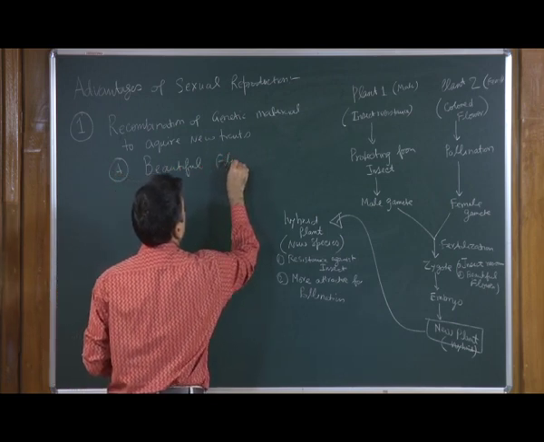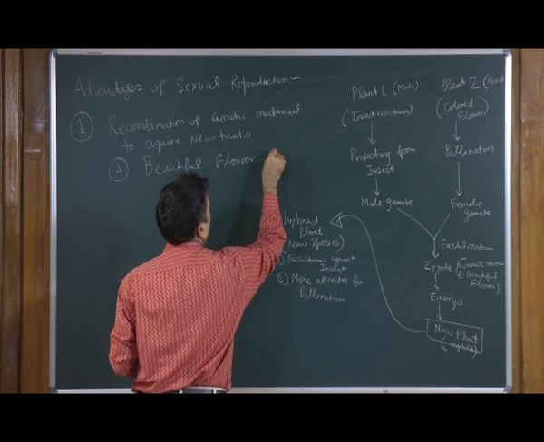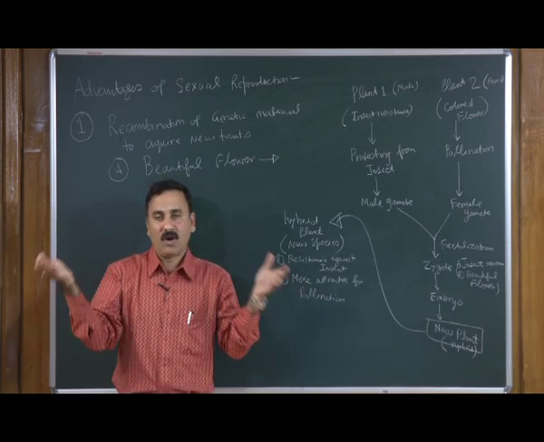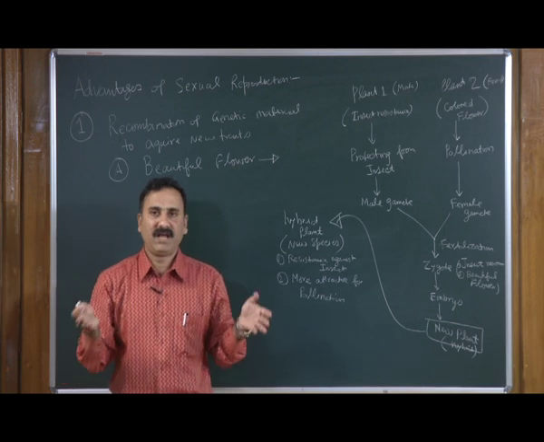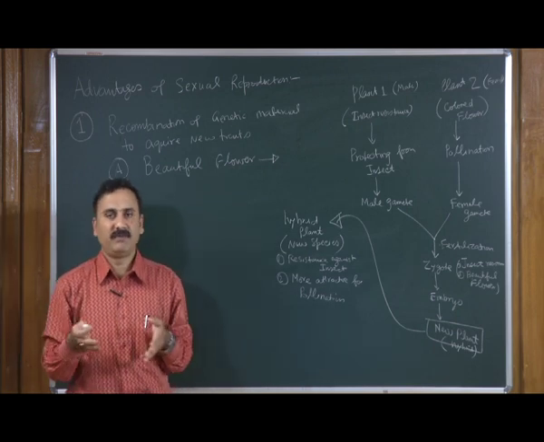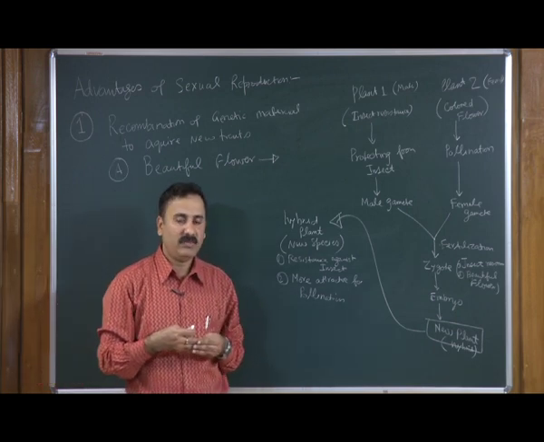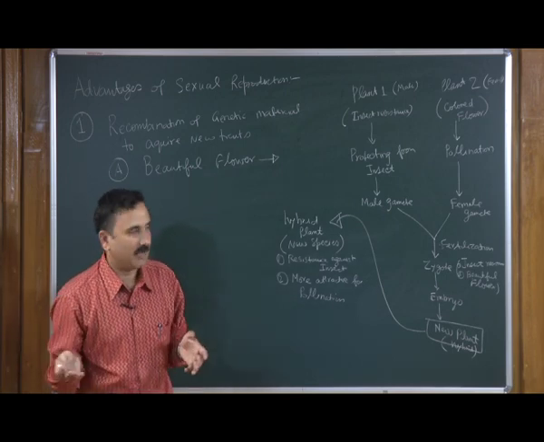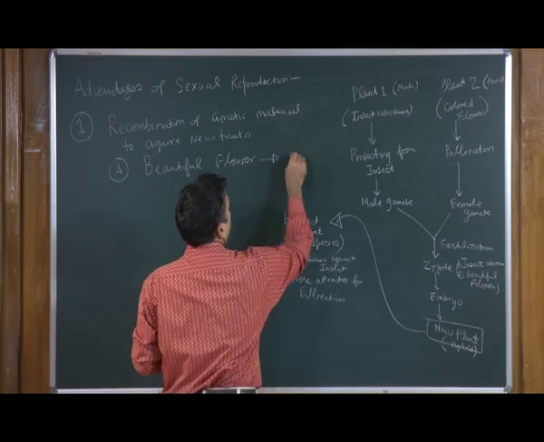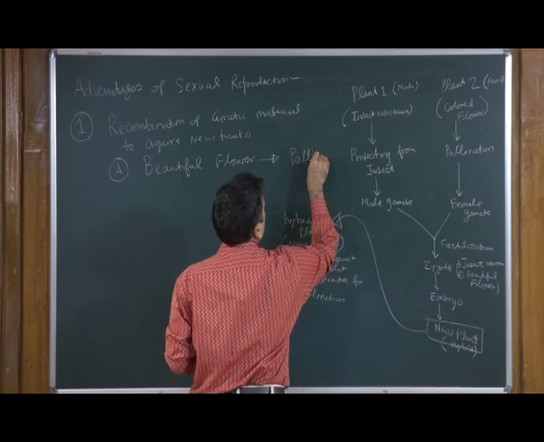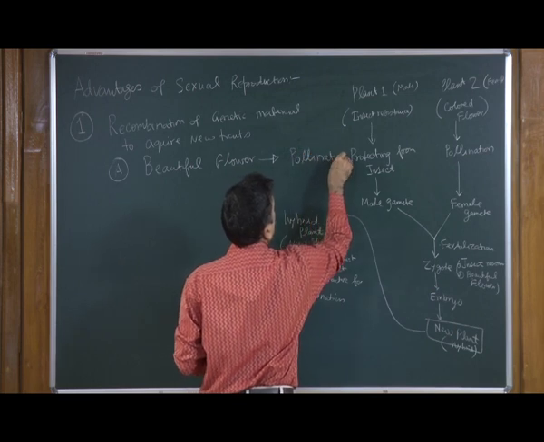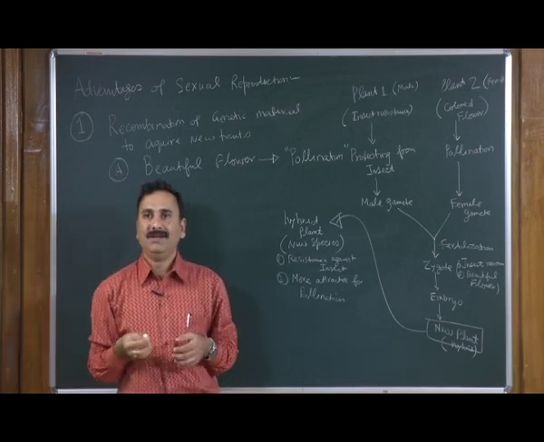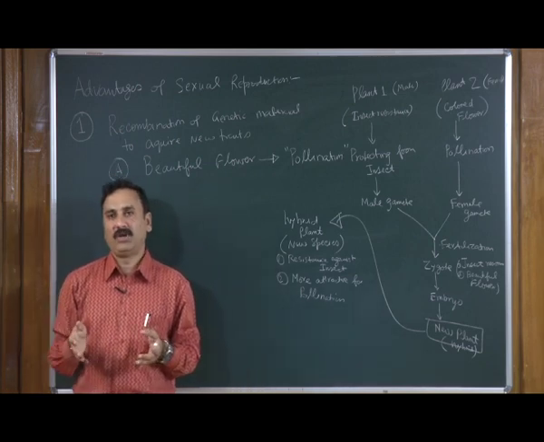Okay. Now, these new traits could be in terms of having a beautiful flower. This beautiful flower could have a combination of different colors in the flower petal itself, or it could be an entirely different kind of flower. That is going to help in pollination. Okay. And pollination is very important for the success of sexual reproduction in plants.